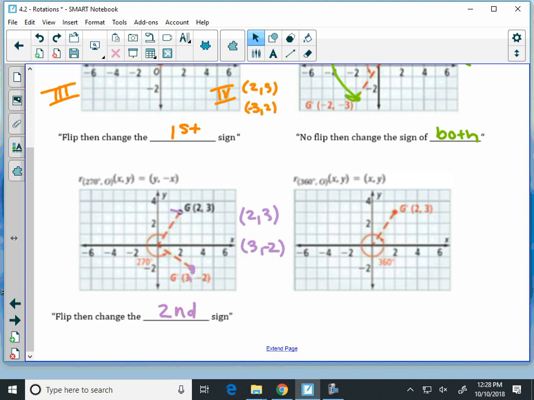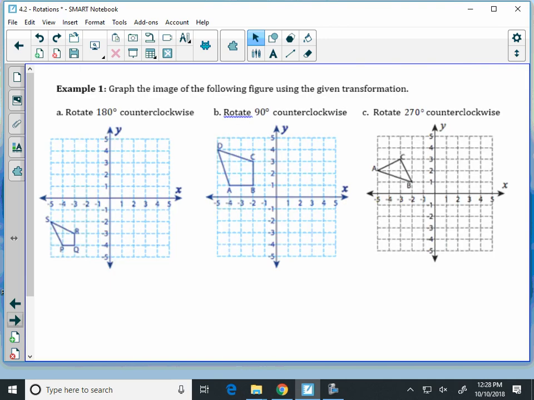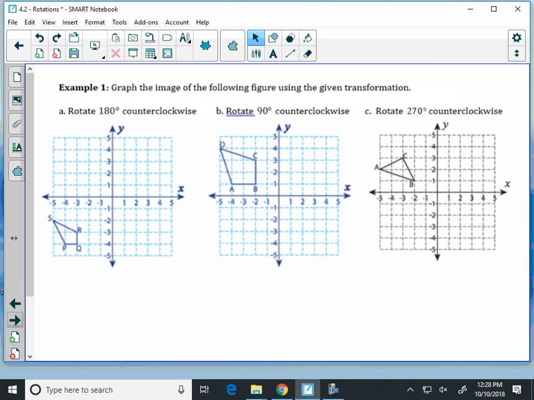Let's look at some examples. We take a look at this example on the back. We're going to graph the image of the following figures using the given transformation. Again, when you see those directions, all you're doing is you're taking the given figure, doing the transformation, and graphing it. The image is your answer. Okay. So, with translations and reflections, you could get away with not having to really write anything down. You just count it. Rotations, you have to write things down. You have to do work with rotations.